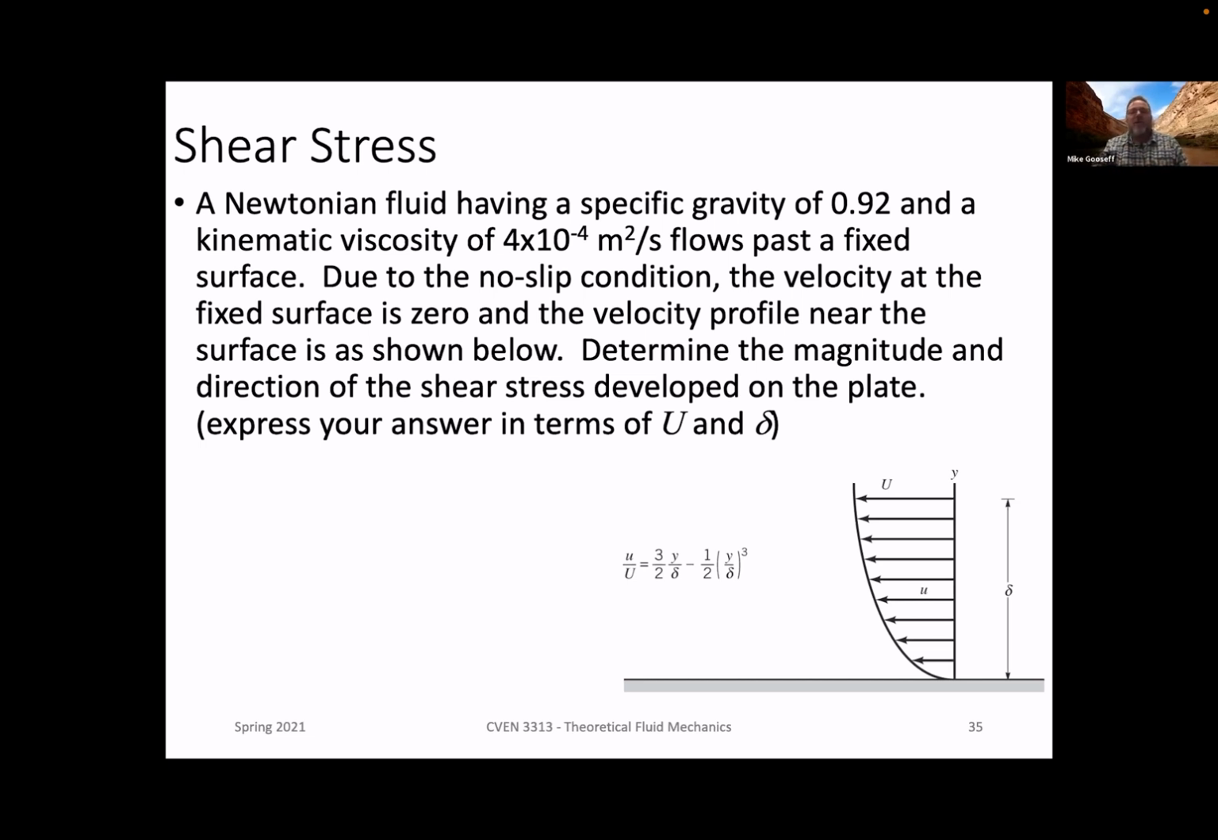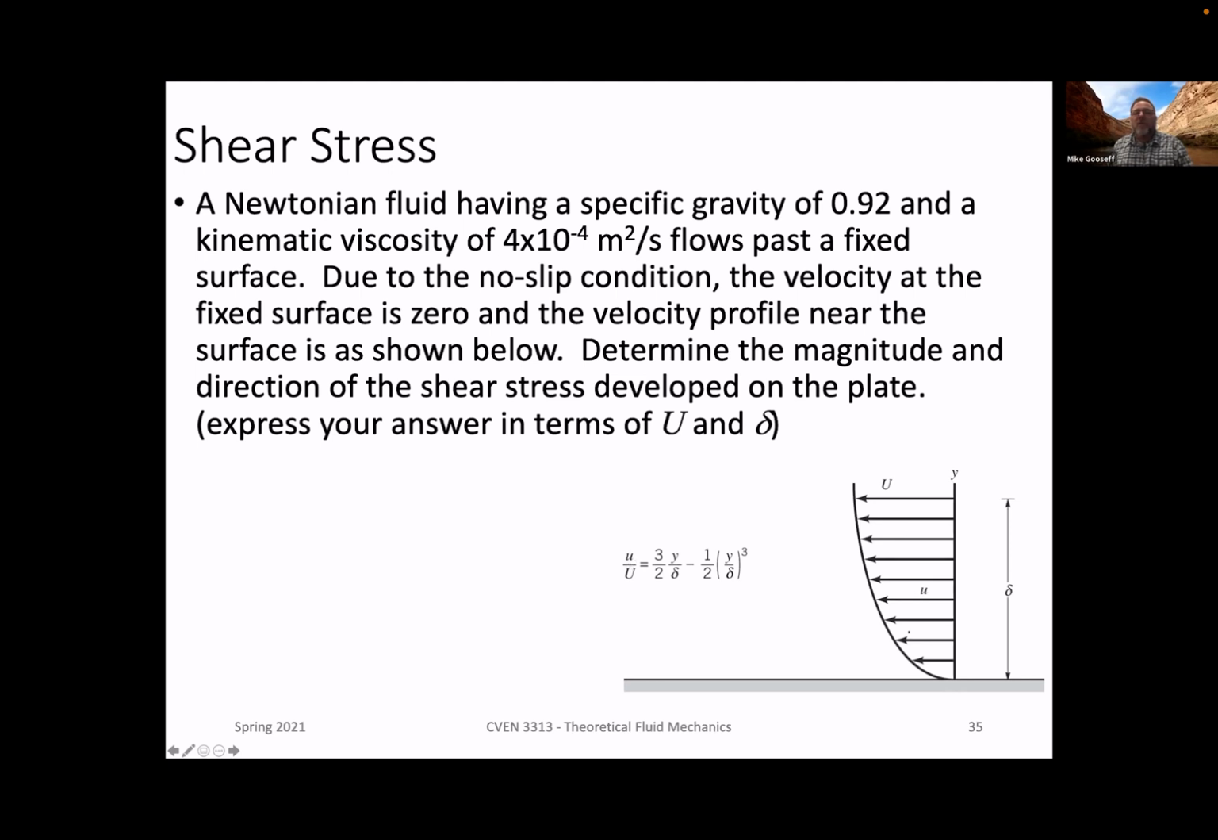So a Newtonian fluid having a specific gravity of 0.92, so we don't know what the fluid is, and a kinematic viscosity of 4 times 10 to the minus 4 meters squared per second, flows past a fixed surface. Due to the no-slip condition, the velocity at the fixed surface is 0, so that means down here at the bottom, velocity is 0, and then the velocity profile near the surface is as shown. So it looks curved, and essentially it is described by this equation.